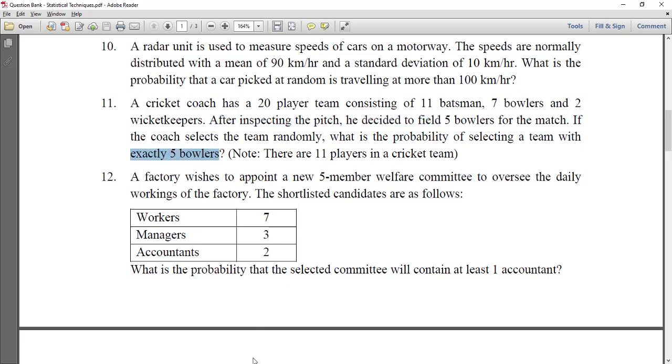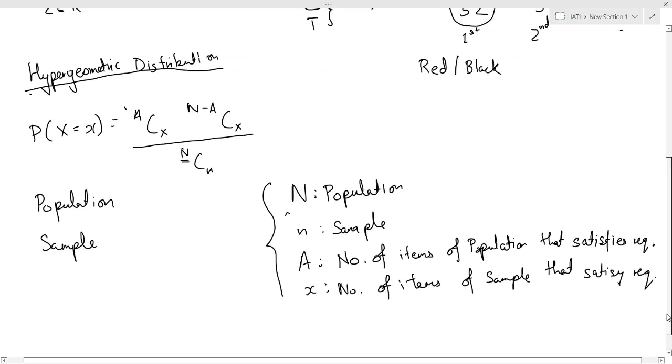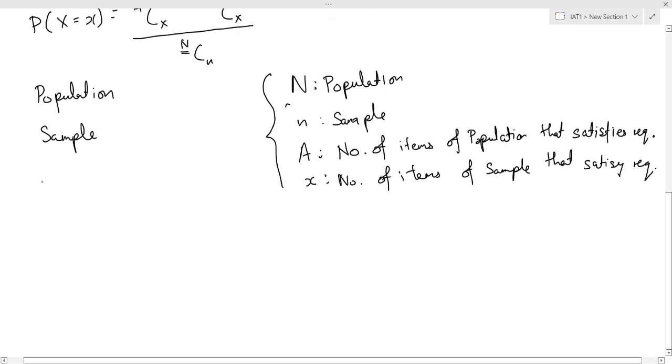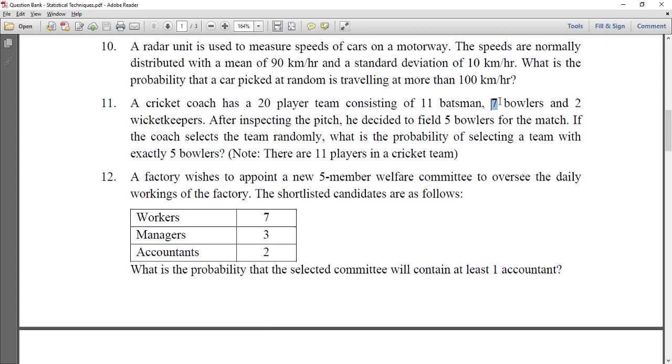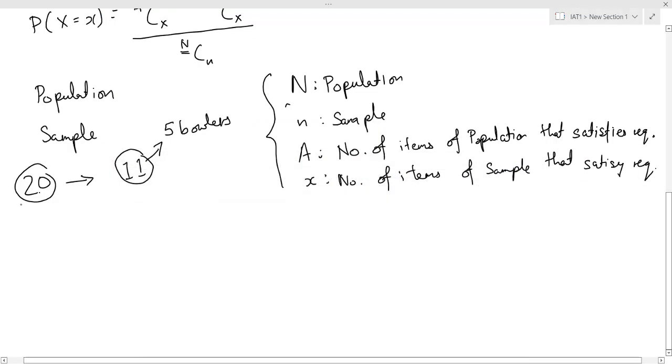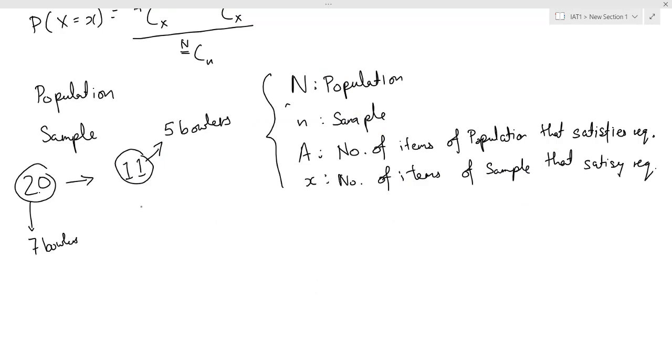And there are 11 players in a cricket team. So what is the question? There are a total of 20 players. Out of those 20 players, he wants to select 11 players for the team. Out of these 11 players, 5 should be bowlers. And out of the 20 players, 7 are bowlers. Out of the population, 7 satisfy our condition. So what is our requirement? Our requirement is bowlers.